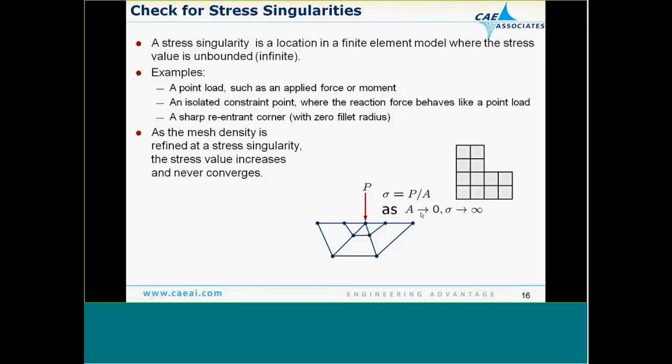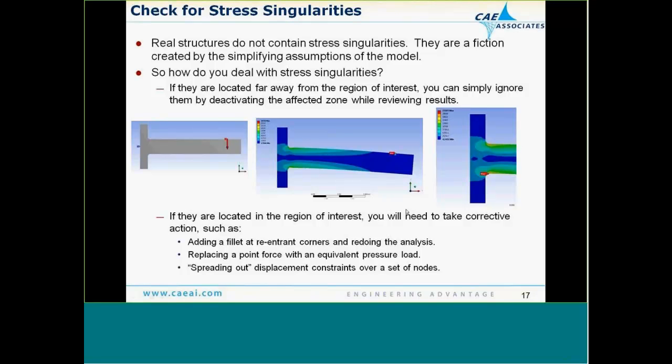If I have a load applied over a zero area, as the area goes to zero, the stress, which is the load divided by that area, goes to infinity. As I refine and refine the mesh, the area associated with this load goes down and down, the stress goes up and up. So I can never achieve a mesh converged solution at this point. Same thing occurs in a sharp corner. The stress is going to be infinite in that sharp corner. If I refine and refine the mesh around that corner, I will find that the stress will go up and up. So how do we deal with this?